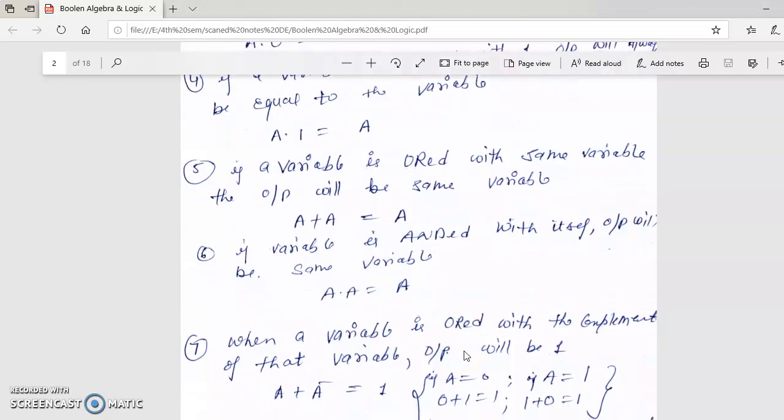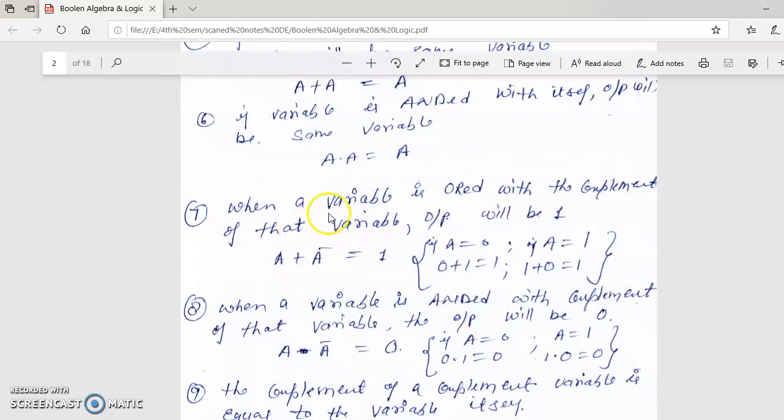Okay. Next theorem is, when a variable is ORed with the complement of that variable, the output will be 1. If there is a variable A and it is ORed with the complement of that variable, meaning A bar, then we get 1.